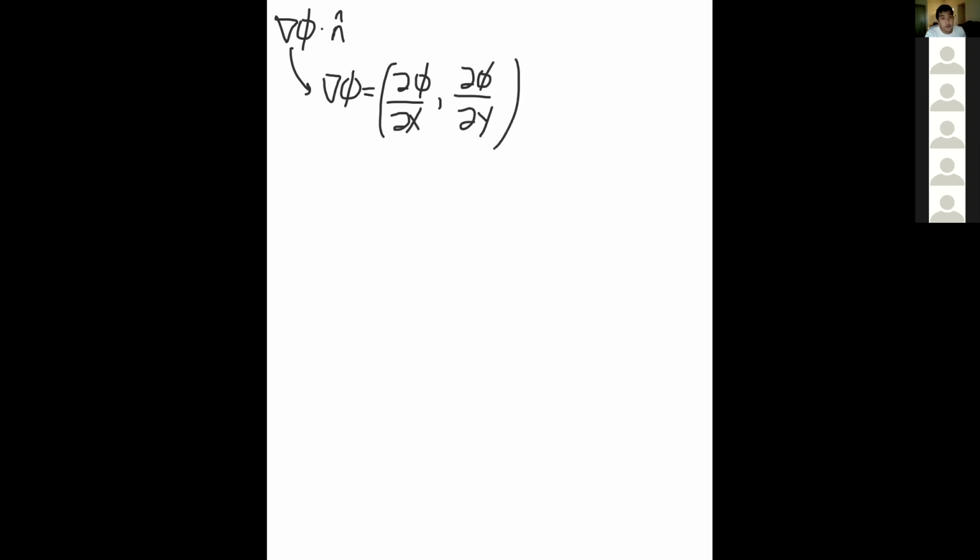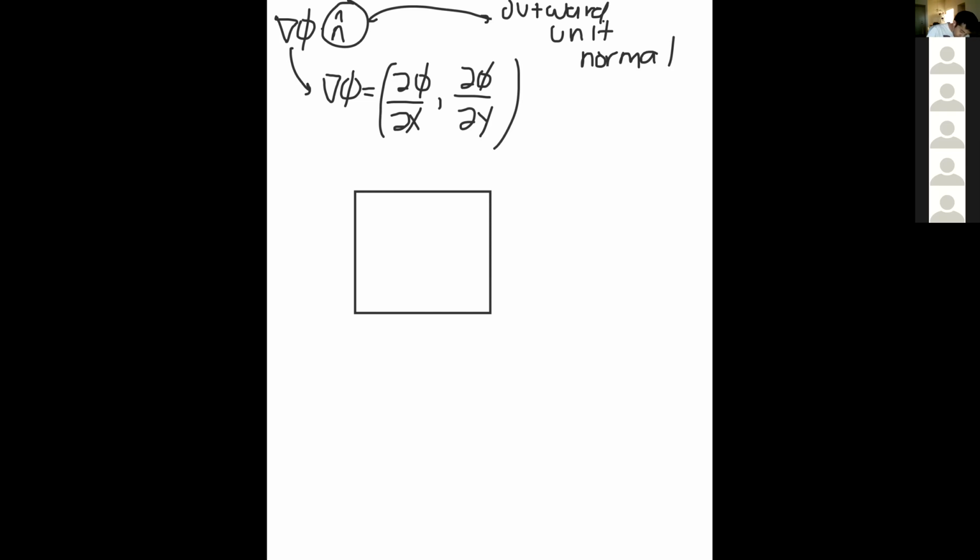In particular, that vector looks like this: d phi dx comma d phi dy. That's our gradient of phi. And then this n right here is the outward unit normal. What that is, basically, is that for each of the faces on our square, we need a vector on each side that tells us which side is out. And that's basically what the outward unit normal is.